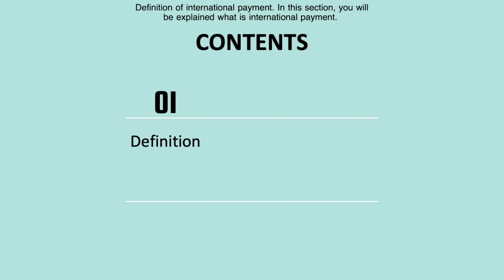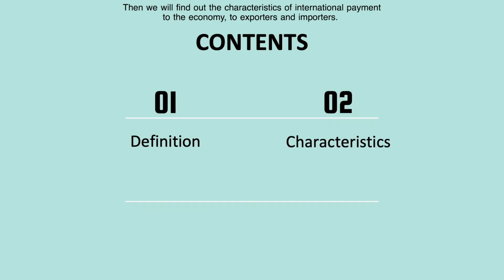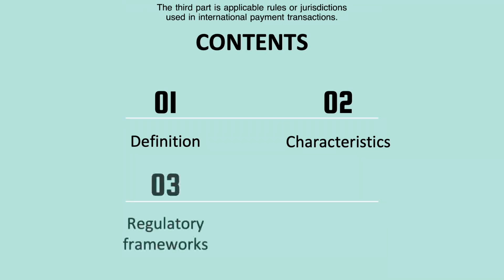Definition of international payment. In this section, you will be explained what is international payment. Then we will find out the characteristics of international payment to the economy, to exporters and importers. The third part is applicable rules or jurisdictions used in international payment transactions. This part is quite important because you should be aware of the rules applied in a transaction to protect yourself.